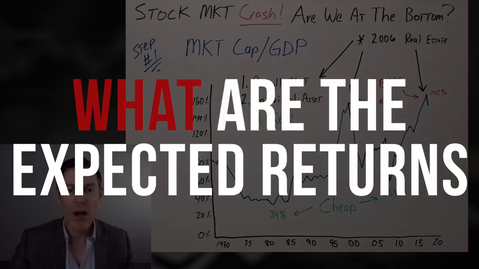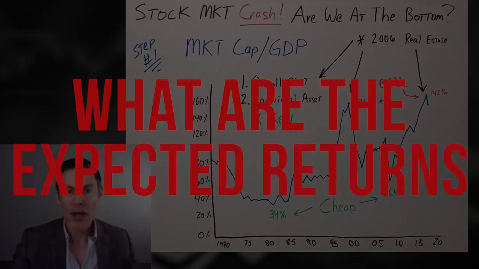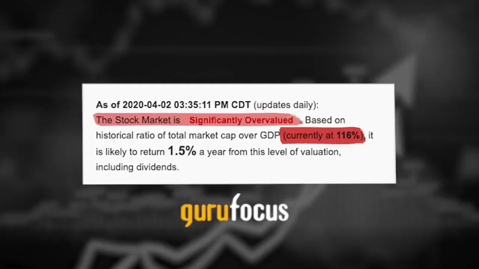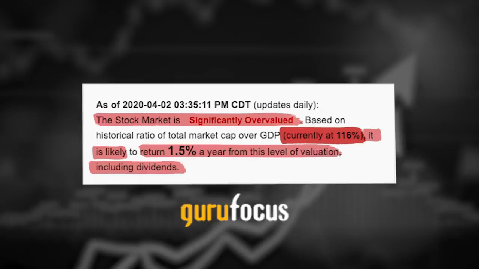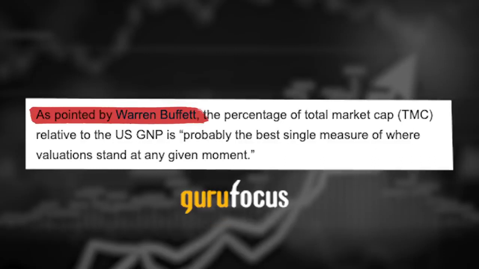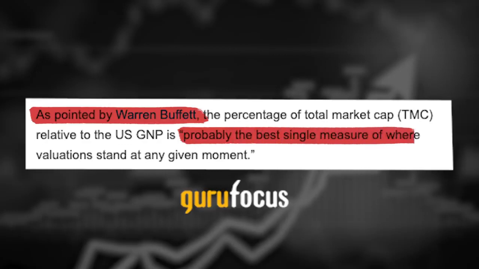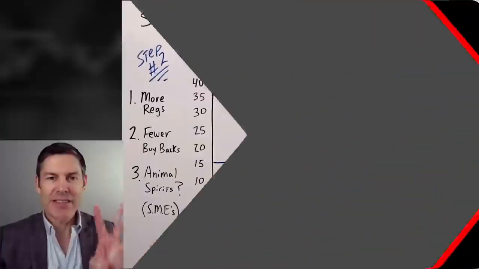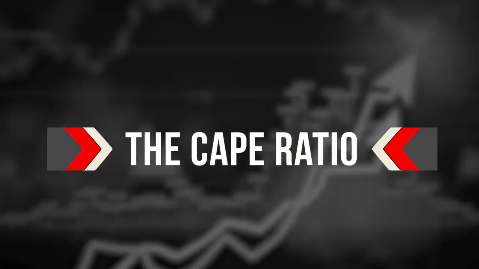When you look at the current market cap to GDP of 116%, and you extrapolate that into the future, meaning what are the expected returns over the next decade if we're at such a high level right now, it's likely that over the next decade we'll only see a return of 1.5% a year from this valuation, and that includes dividends. As pointed out by Warren Buffett, this chart is probably the single best measure of where valuations stand at any given moment. Step number 2, the CAPE ratio.